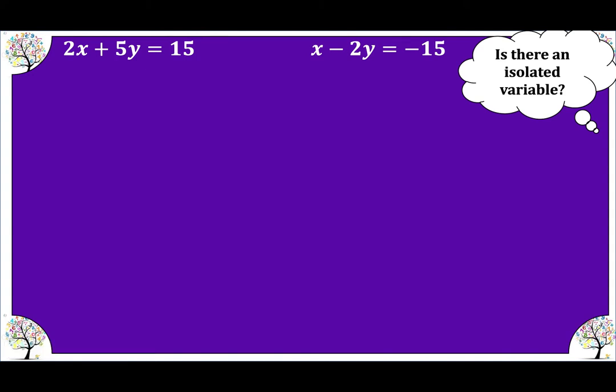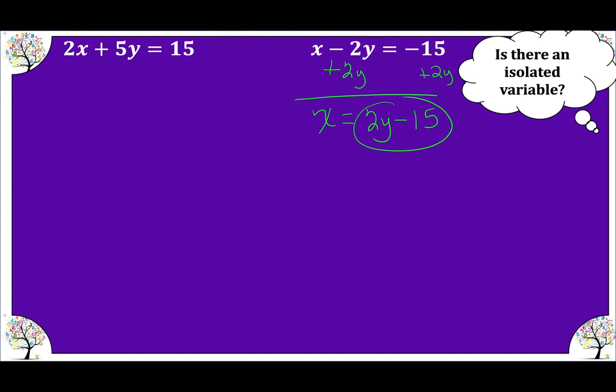Here we have another system, and the answer to our question, is there an isolated variable, is no. So I'm going to check to see which of these variables has a coefficient of +1, and it looks like this x. So I'm going to isolate this x simply by adding 2y to both sides. X equals 2y minus 15. Now I have an isolated variable. X equals 2y minus 15.